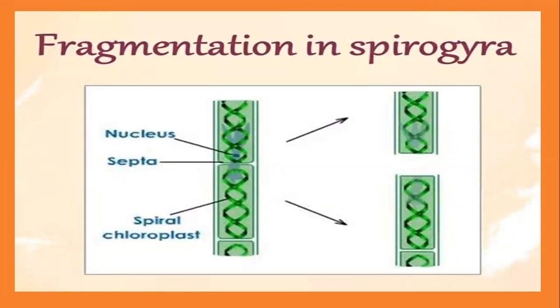Next comes the fragmentation. In this type of asexual reproduction, the filamentous body of lower plants like spirogyra breaks up into two or more fragments. Each fragment grows into a new individual.